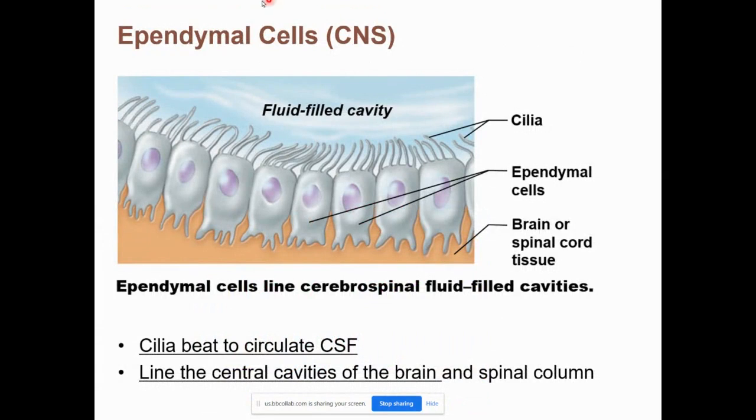The ependymal cells, we find them in the ventricles of our brain. They have cilia, which helps move the cerebrospinal fluid, right? And next chapter, Unit 4, will cover what cerebrospinal fluid is, but it's fluid that circulates around your brain and spinal cord, and these ependymal cells help that fluid move along.